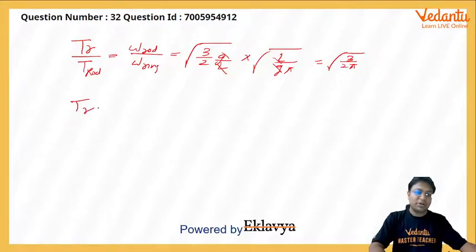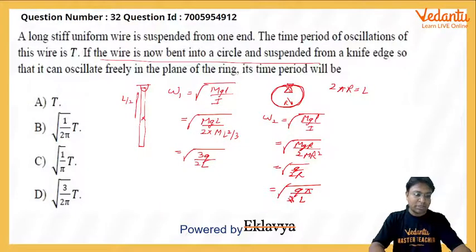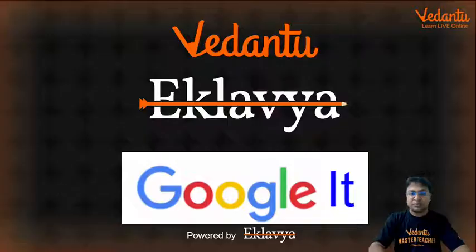So time period of ring will be root 3 by 2 pi into the time period of rod. So we should be looking for this option, root 3 by 2 pi. So option D is one such option. So option D here will be the correct option.